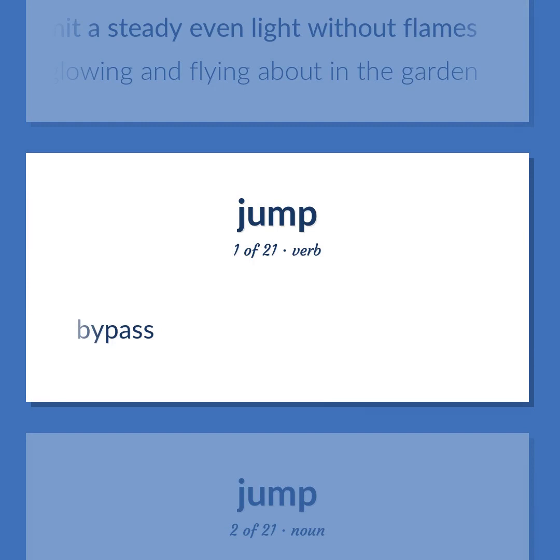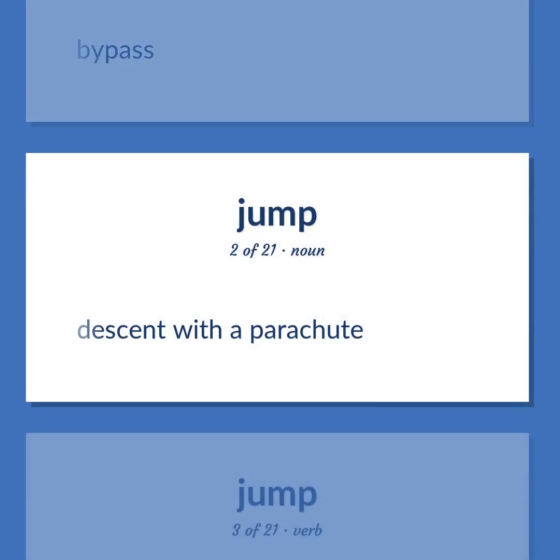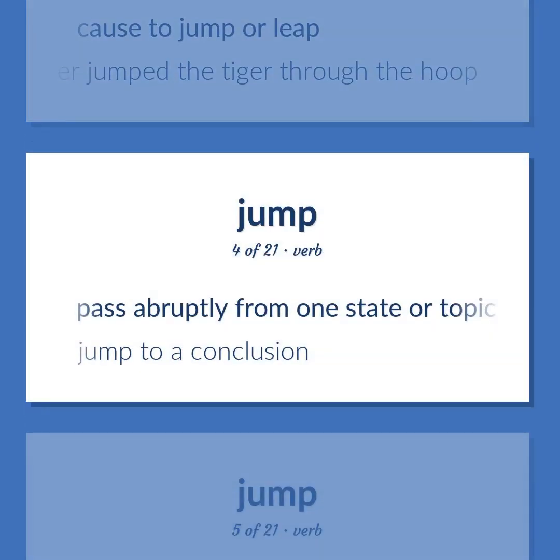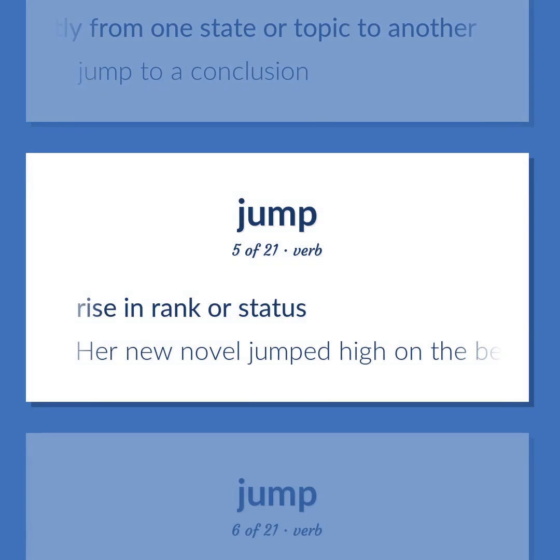Bypass. Descent with a parachute. Cause to jump or leap. The trainer jumped the tiger through the hoop. Pass abruptly from one state or topic to another. Jump to a conclusion. Rise in rank or status. Her new novel jumped high on the bestseller list.